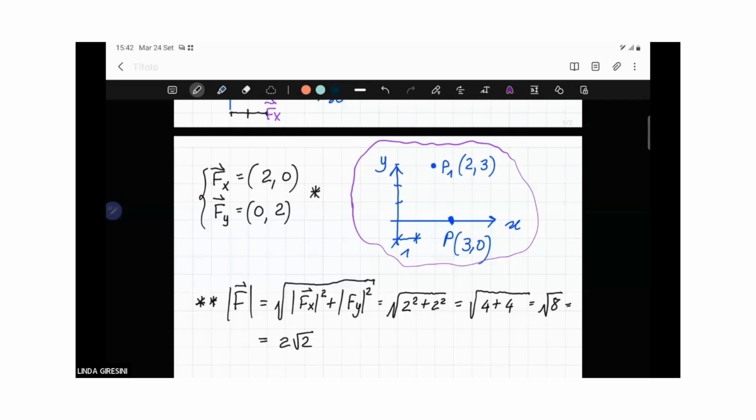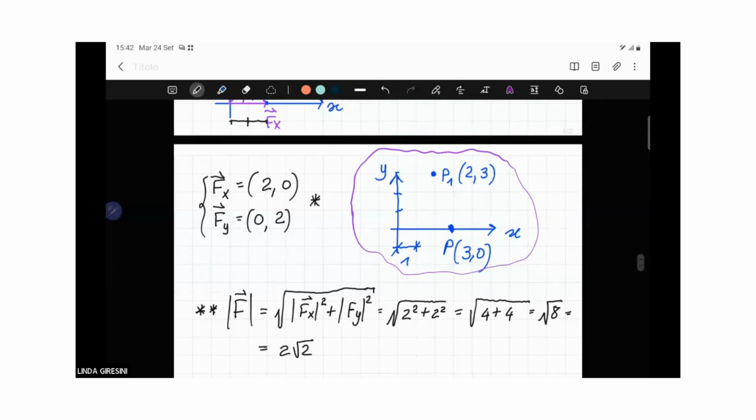And I was saying that in these problems, you can find a solution in different ways. For example, in this way, which is called the analytical approach.